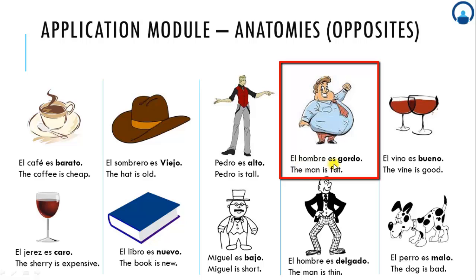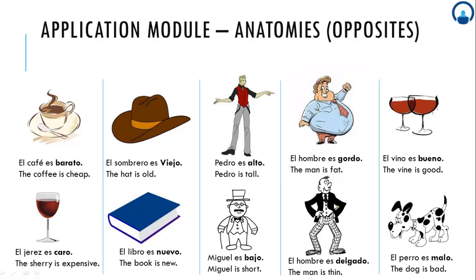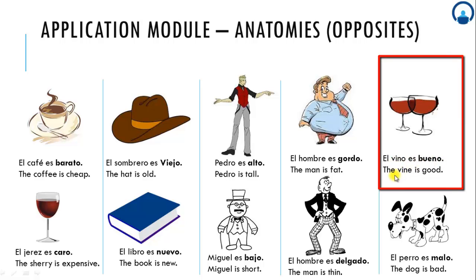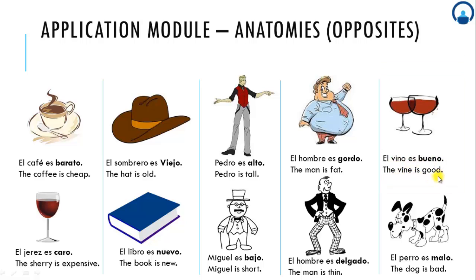El hombre es gordo. The man is fat. Hombre means man. Gordo means fat. El hombre es delgado. The man is thin. Delgado means thin. El vino es bueno. The wine is good. El perro es malo. The dog is bad. Perro means dog and malo means bad.